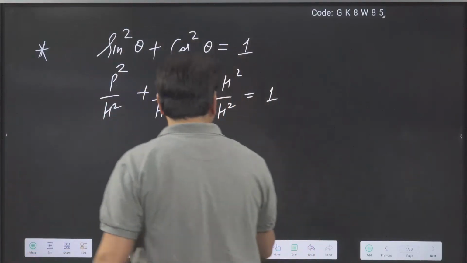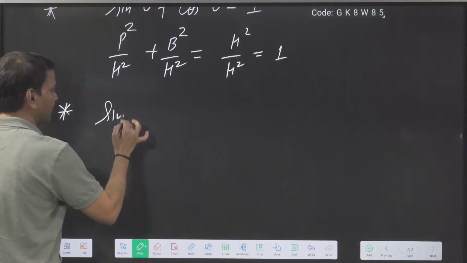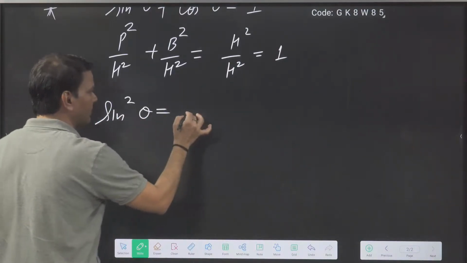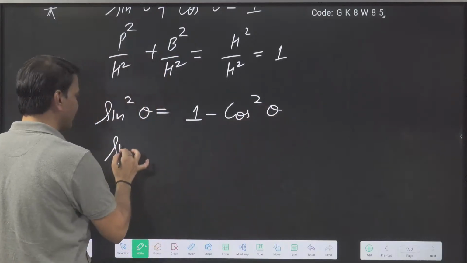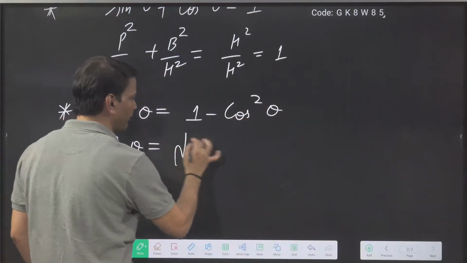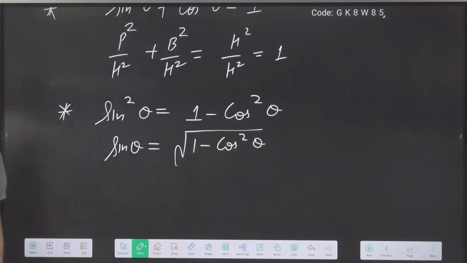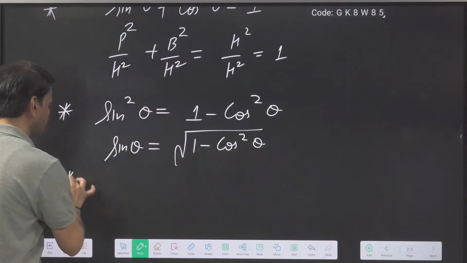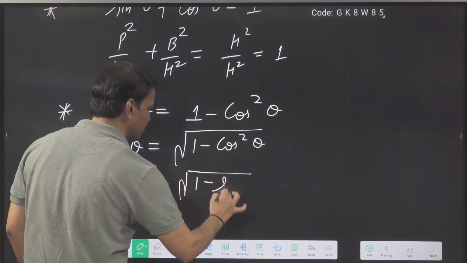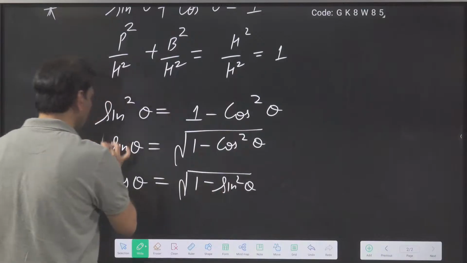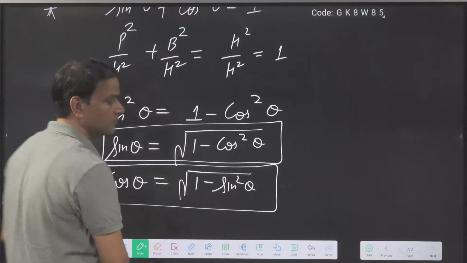So from this formula I can say sin square theta, what can I write? 1 minus cos square theta, or sin theta I can write as under root of 1 minus cos square theta. Okay. And the same way, what is cos theta? Cos theta I can write as under root of 1 minus sin square theta. Okay.